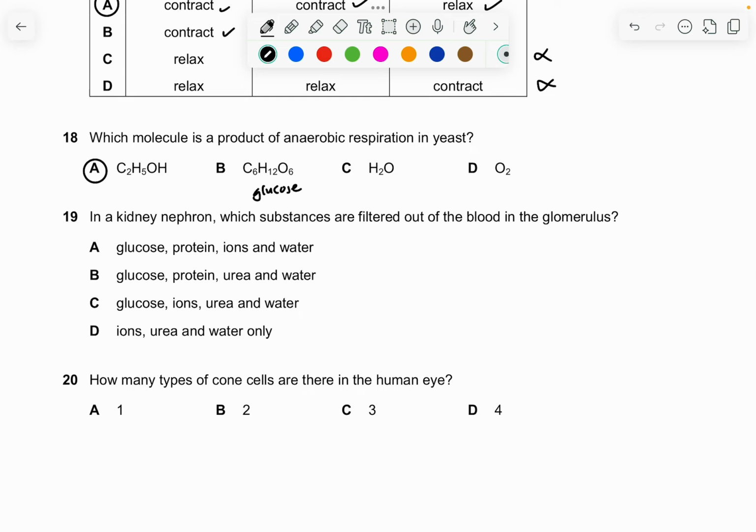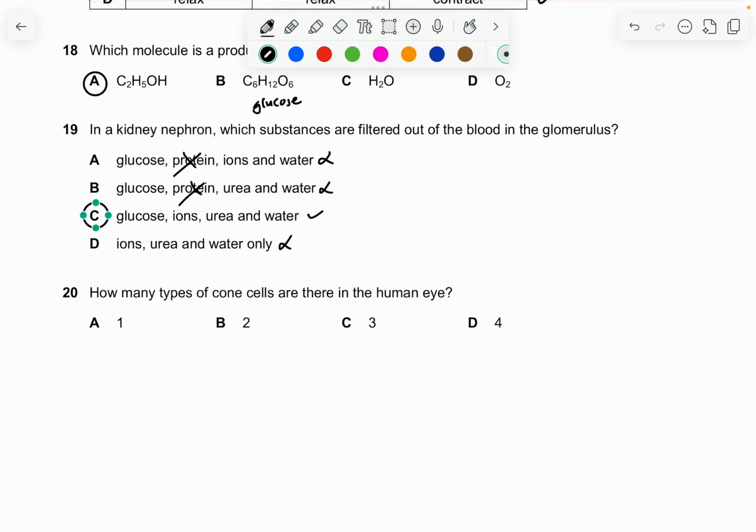Question 19. In the kidney nephron, which substances are filtered out of the blood in the glomerulus? Okay, so glucose, protein, ions, and water. No, anything with protein is wrong because protein is too big in size already. It cannot go through that. So ions, urea, and water only. Nope, it's not complete. Glucose, ions, urea, and water. That's right. So the answer is C.